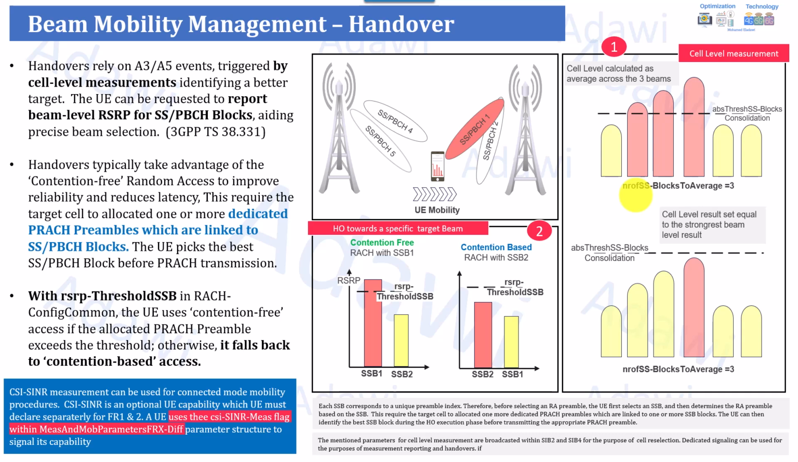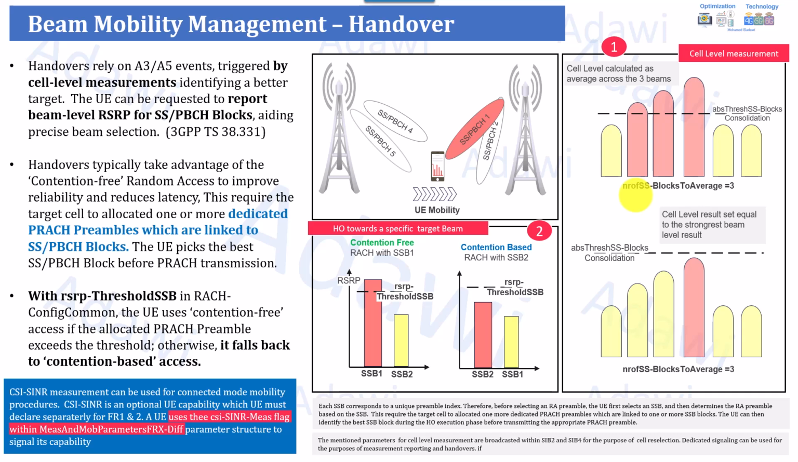So this was the first important piece of information: how the UE will decide the best neighbor cell for whatever targets it has. Let's assume it has 3 or 4 sites. It needs to perform this cell level measurement through the parameters mentioned here.